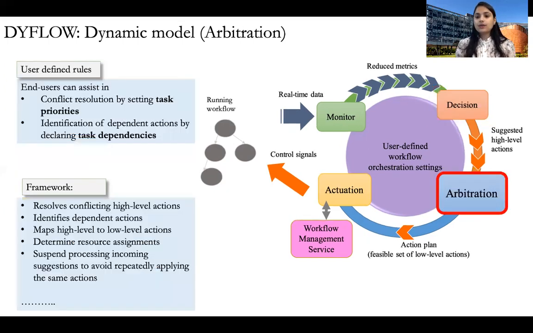The next stage is the arbitration stage, which takes the incoming suggestion and formulates a plan which is feasible at runtime and leaves the workflow in a consistent state. Since users can set up different policies which can suggest many different actions at different times, not all the actions may be feasible at runtime. There could be conflicts between the actions. There could be dependencies that need to be resolved in order to execute them.